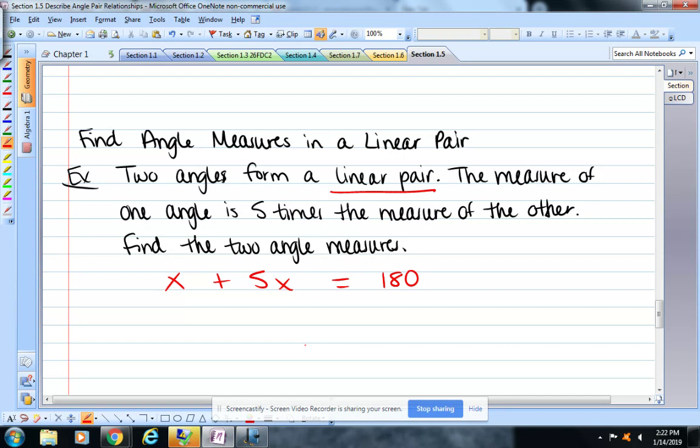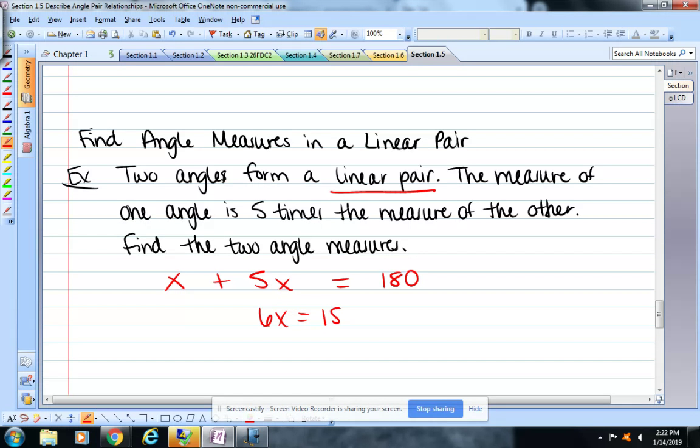I don't know the measure of either one of them, so I have to use a variable, right? And it says one of them is 5 times the measure of the other. We know they make a linear pair, so that means they make 180 degrees. So if one of them is x, the other one is 5 times whatever x is. Are y'all good with that? Now we're going to do like Dale just told me to do, and we're going to combine those together. What is x plus 5x?